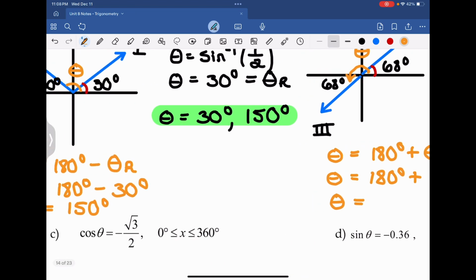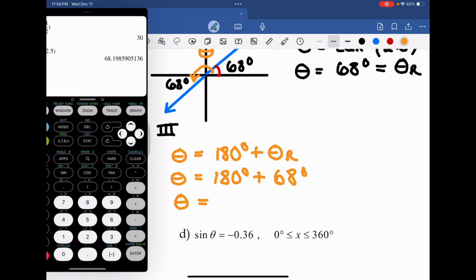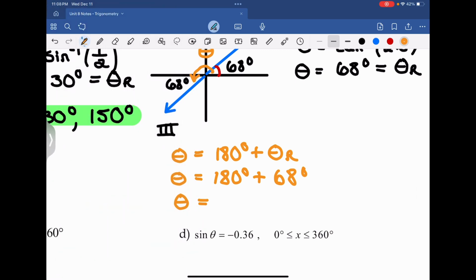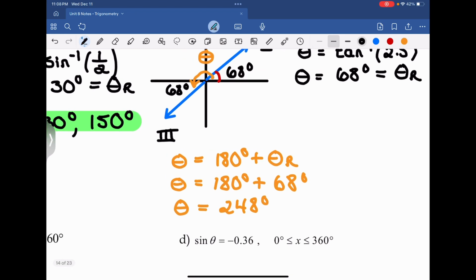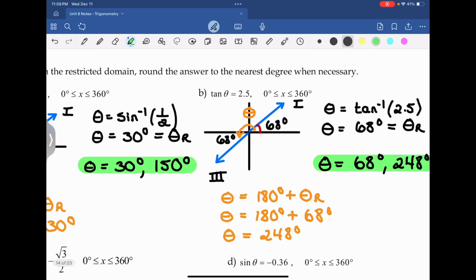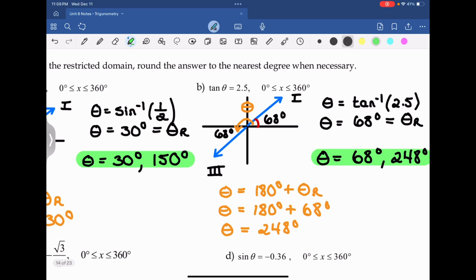And then just to make sure we don't make any errors, we should always go to our calculator. We're going to go 180 plus our 68, and we should get 248. Awesome, we do. And so therefore 248 is the answer. And we want to summarize this and go, our thetas, or possible answers, are 68 degrees and 248 degrees. And this is where tan would be equal to positive 2.5 as a ratio.